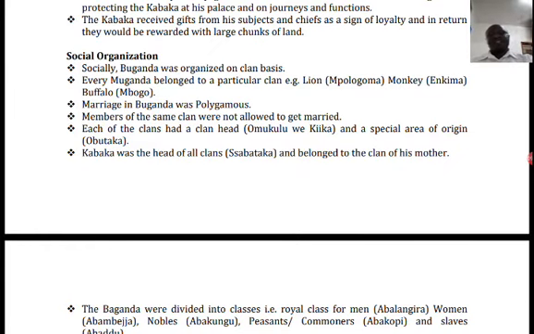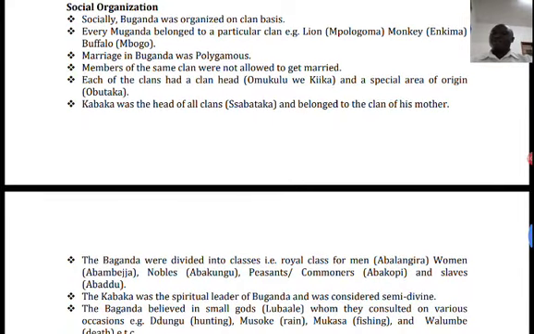This takes us back to our first subtopic on the origin of the Buganda kingdom, where we say that when Kintu came from the direction of Mount Elgon, he came with 13 to 14 clans. Upon reaching Buganda, he crowned himself as the head of the existing 5 to 6 clan heads, the Sabataka. So the Kabaka was the head of all clans in Buganda, and he belonged to the clan of his mother. Baganda were also divided into classes.